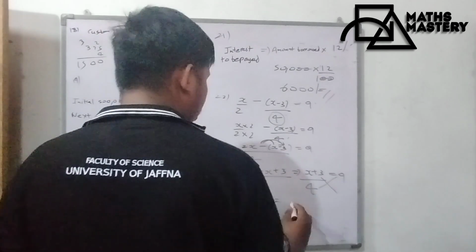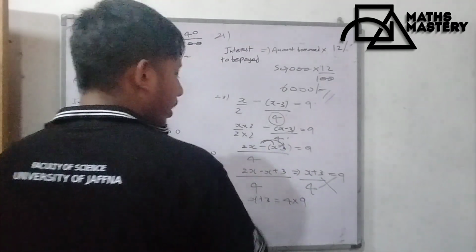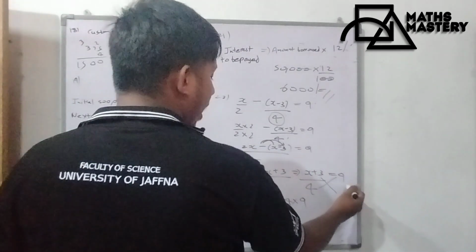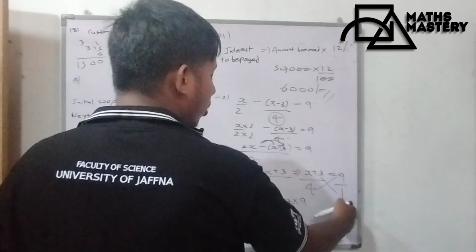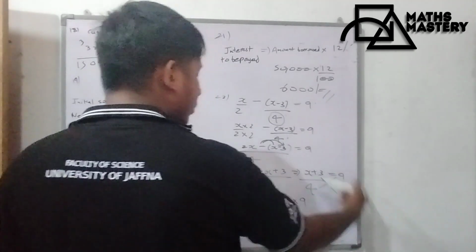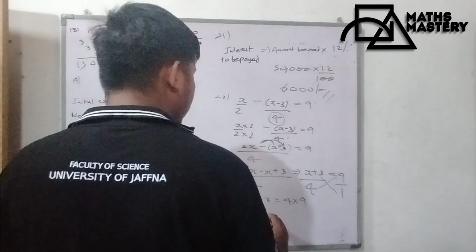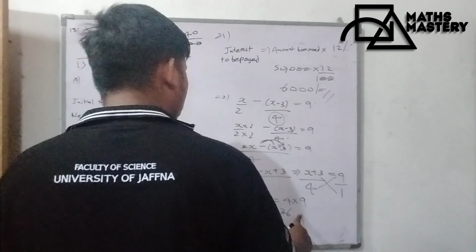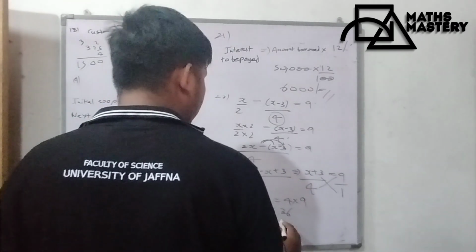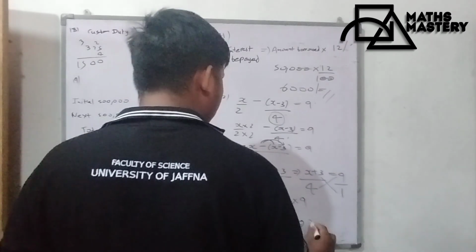x plus 3 is equal to 4 times 9. See, x plus 3, I have told you in the theory class, the denominator is every time 1. So 4 times 9 is 36. x plus 3 is 36. This 3 is brought to here. x equals 36 minus 3. The answer is 33.